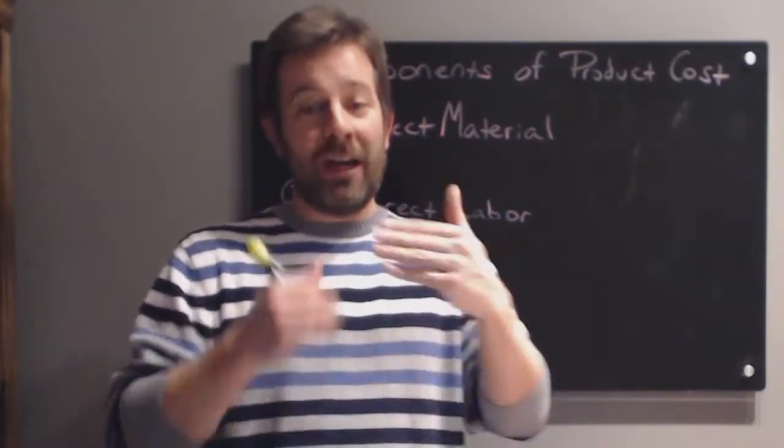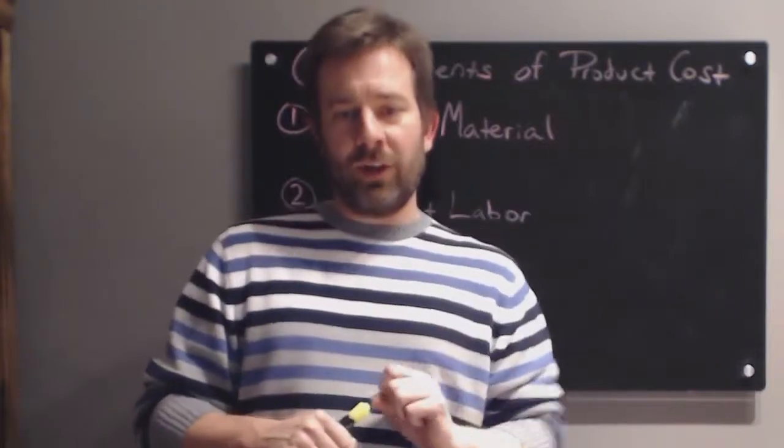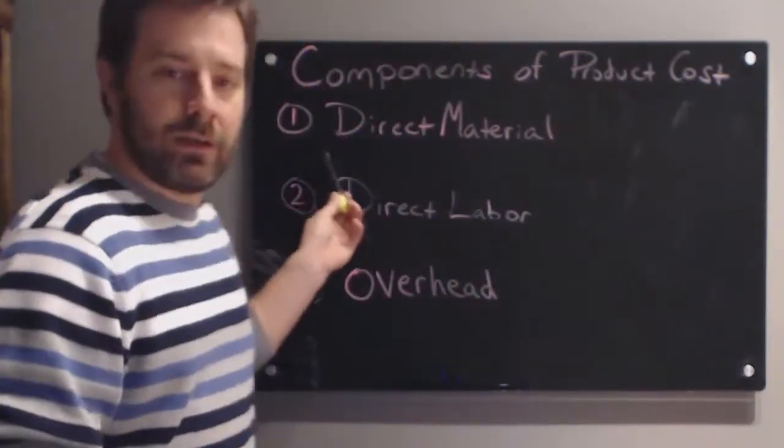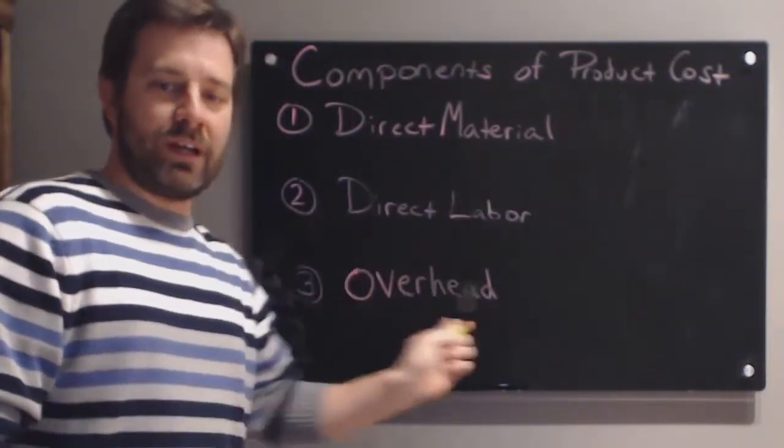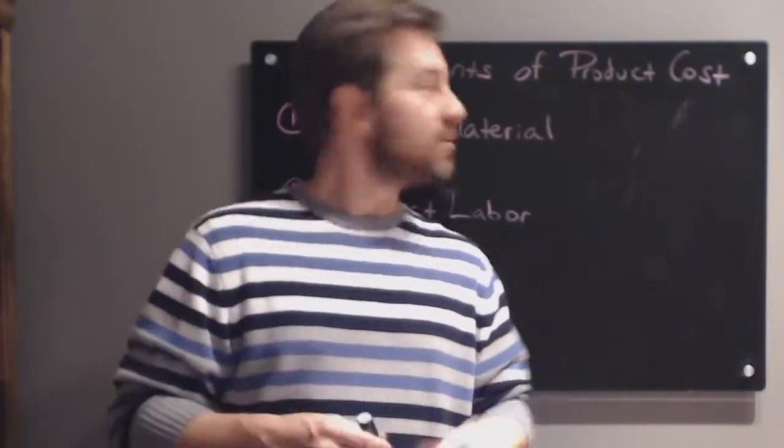We very well may run the risk of losing money if we're not charging enough to cover our product cost, okay? So there are three components that make up our product cost. Whether we're talking about a manufacturing company or a service firm, three things are going to go into making up our product cost: direct material, direct labor, and overhead. So it'd be very beneficial to take a minute and talk about those three components of product cost.